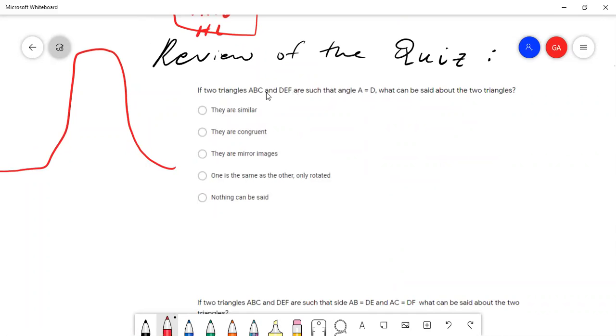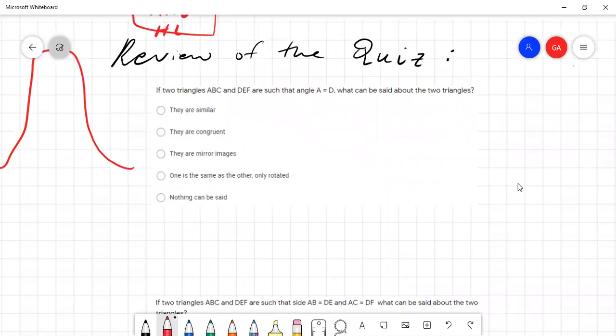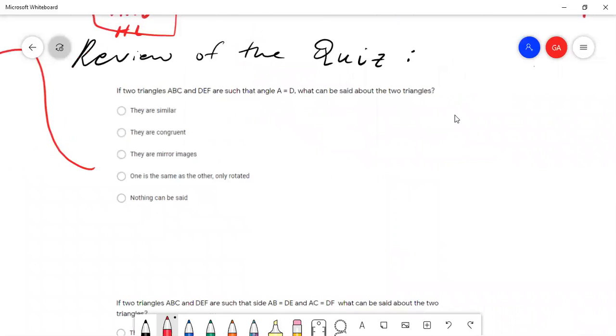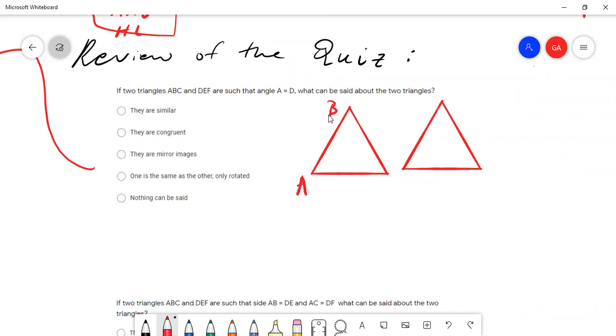Two triangles ABC and DEF are such that angle A equals angle D. What can be said about these two triangles? This is a classic SAT problem. The first thing I would do is draw a schematic of these two triangles, just to get a sense of the labels, which angles correspond to which angles. So here's ABC and DEF, and they share this one angle. So what can be said?